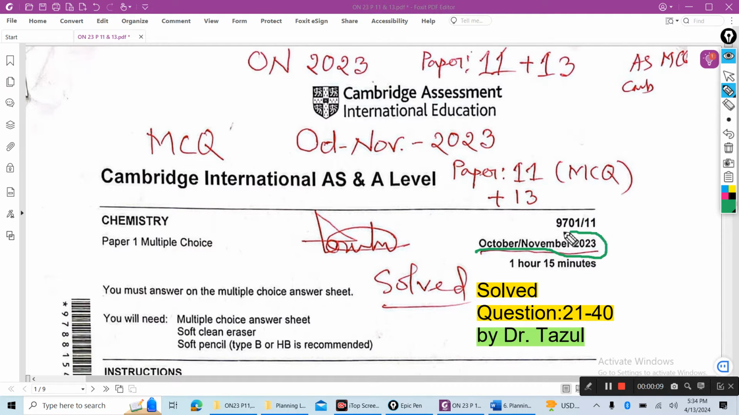October-November 2023 paper, 11 and 13, question number 21 to 40.